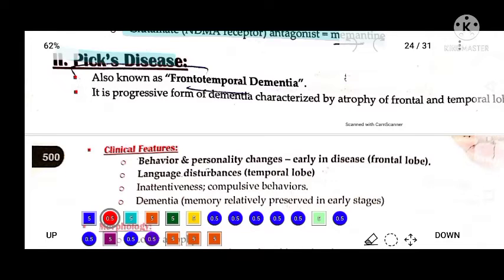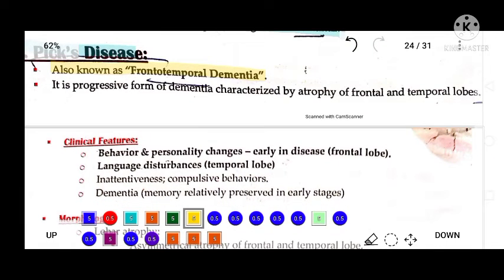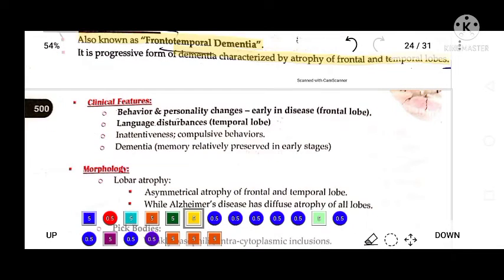Okay, welcome everyone. So now we are going to look at Pick's disease. Pick's disease is frontotemporal dementia. It is a progressive dementia characterized by atrophy of the frontal and temporal lobes.